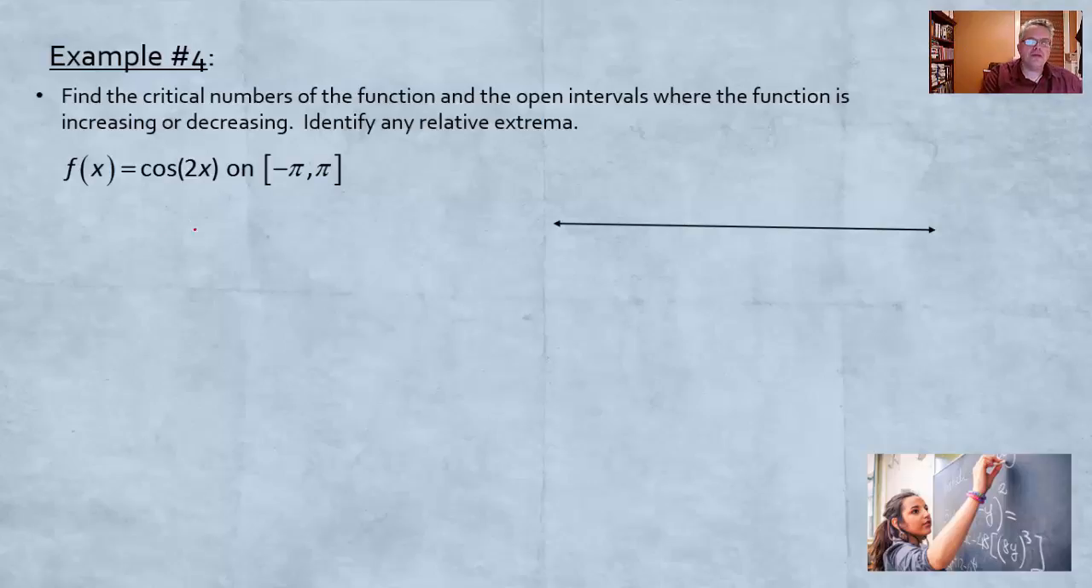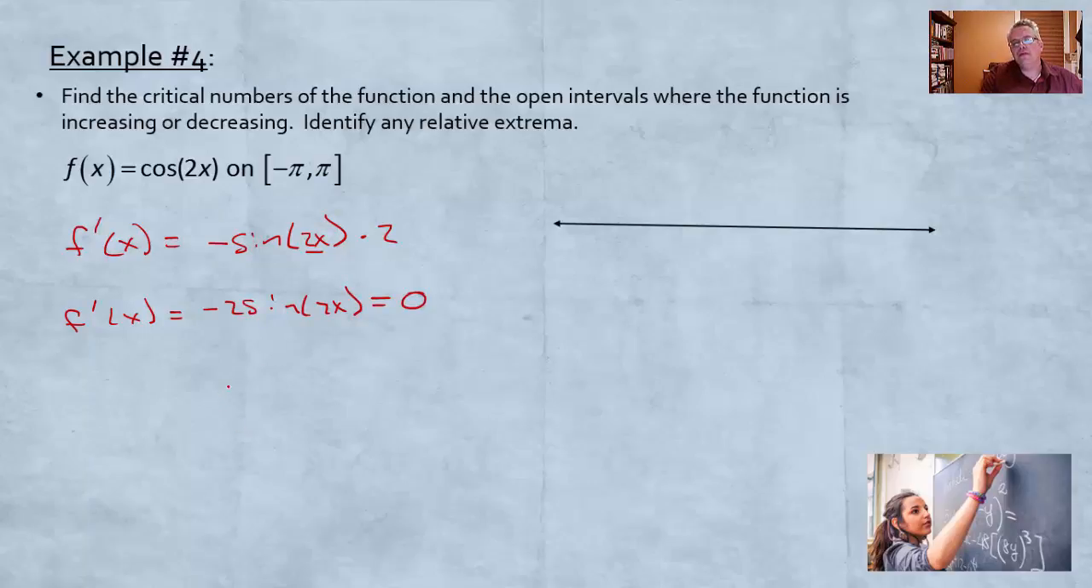Okay, so we're going to take the derivative. Actually, the derivative is not bad to take at all. We get f prime of x equals, well, the derivative of cosine is minus the sine, so it'd be minus the sine of 2x, times the derivative of the inner function, which is 2. So we get f prime of x equals minus 2 sine of 2x. We want to set it equal to 0.